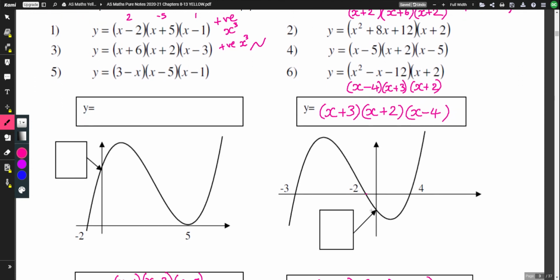Where does it go through the y-axis? When x is 0, the first bracket is 3, the second bracket is 2, third bracket is -4, so I get -24.